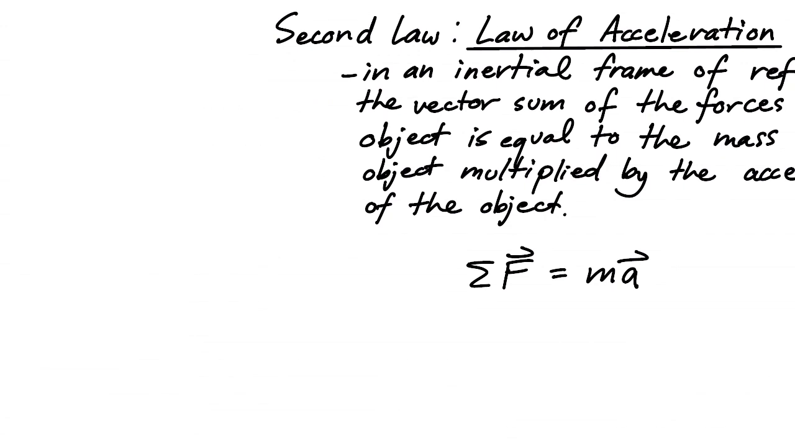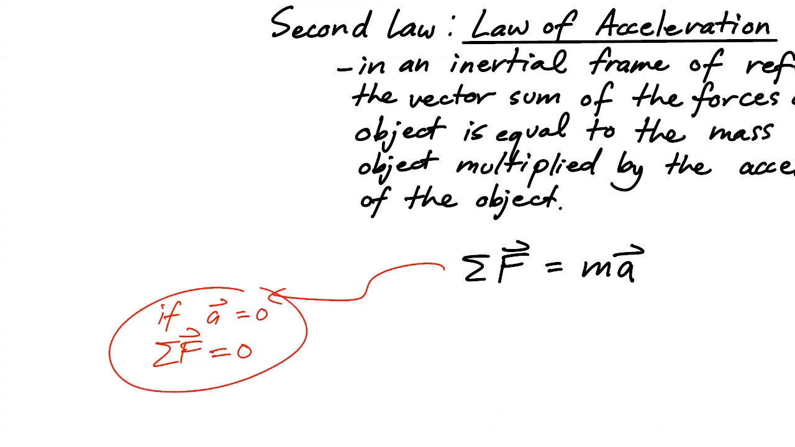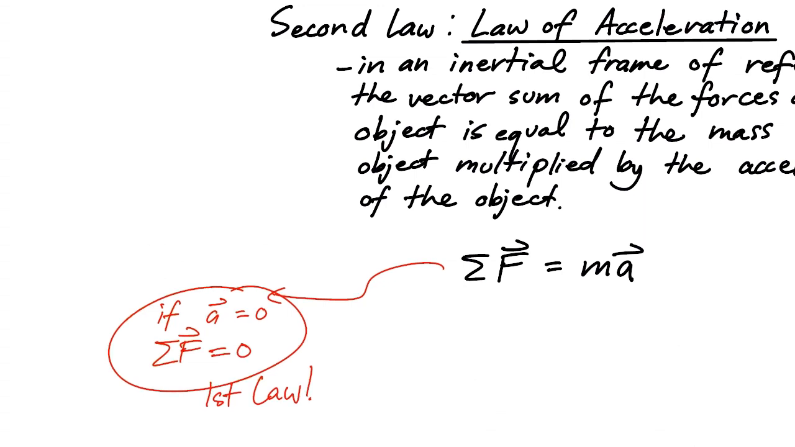Using Newton's second law, we can actually derive the first law. Makikita natin yung first law in Newton's second law. Now, if you set A, or the acceleration, to be 0, and then the net force of the object is equal to the mass of the object times the acceleration of the object, we can see that the net force on the object is 0. Now, this here is our Newton's first law. So we can see here that Newton's first law follows from Newton's second law.